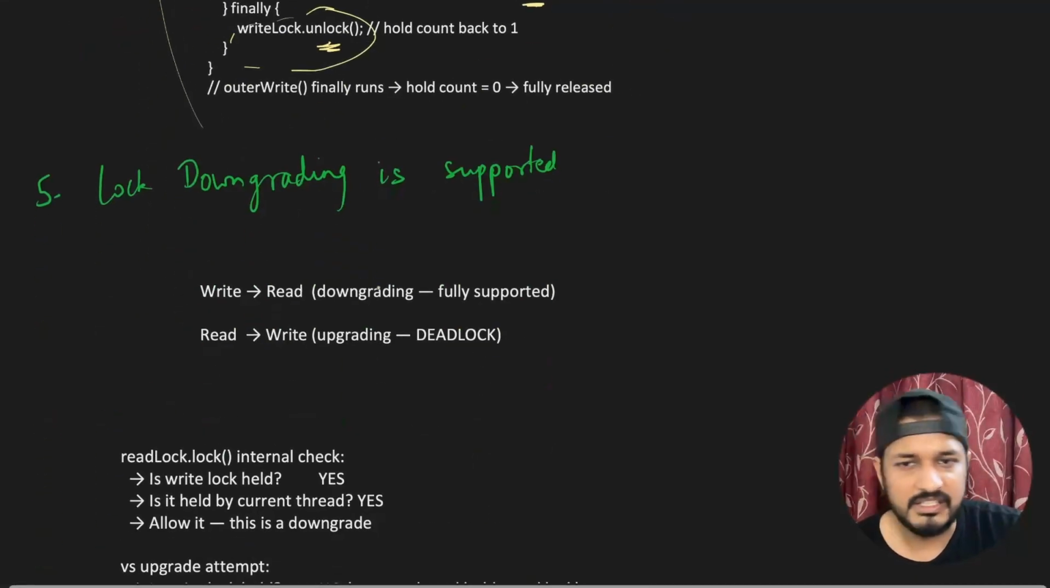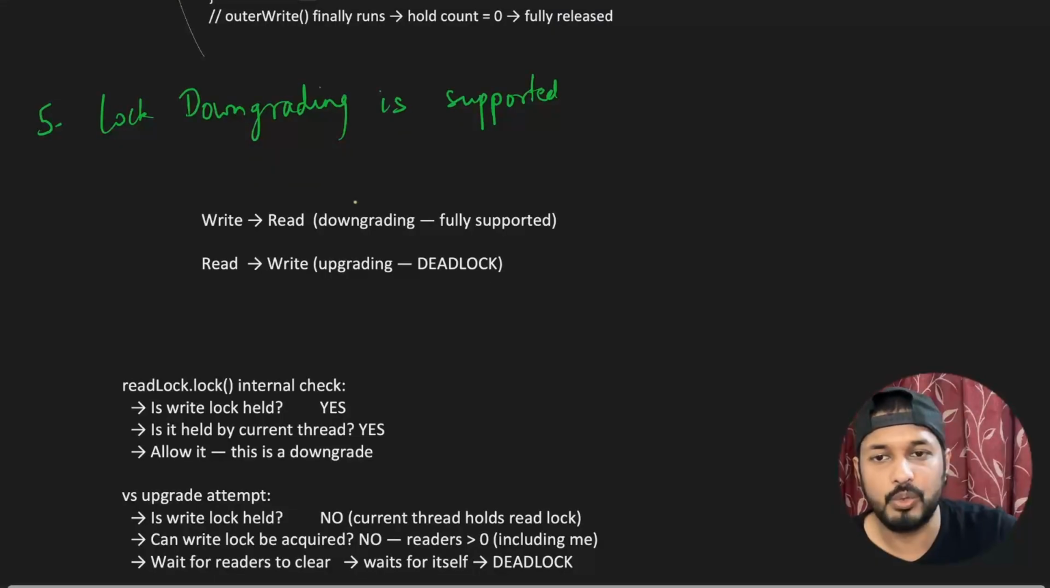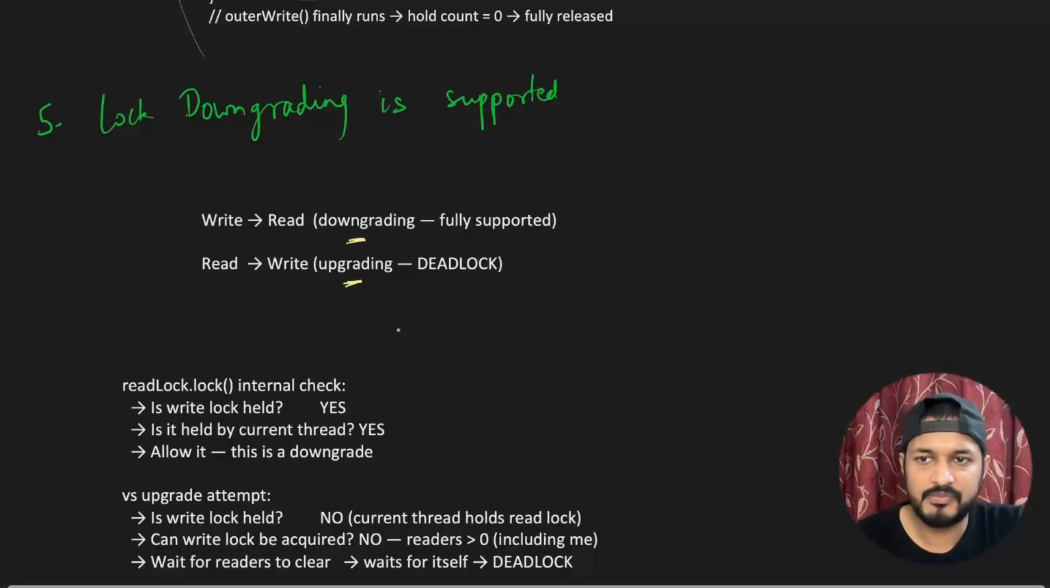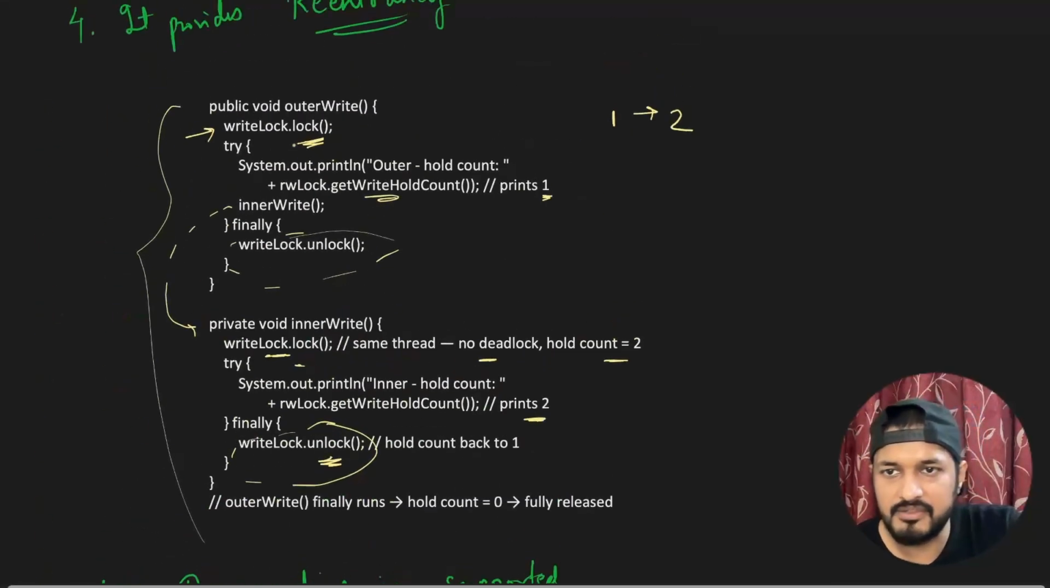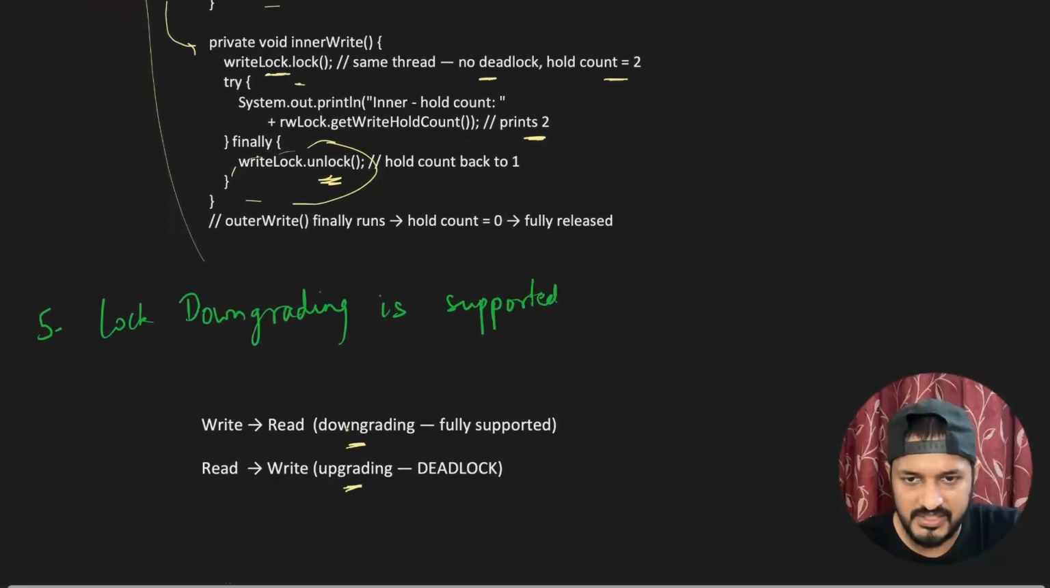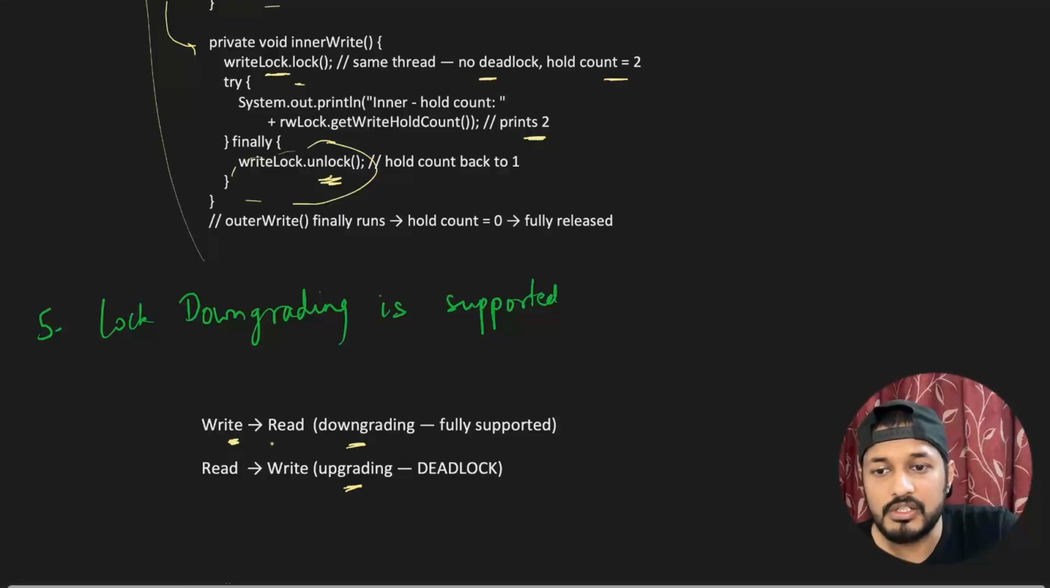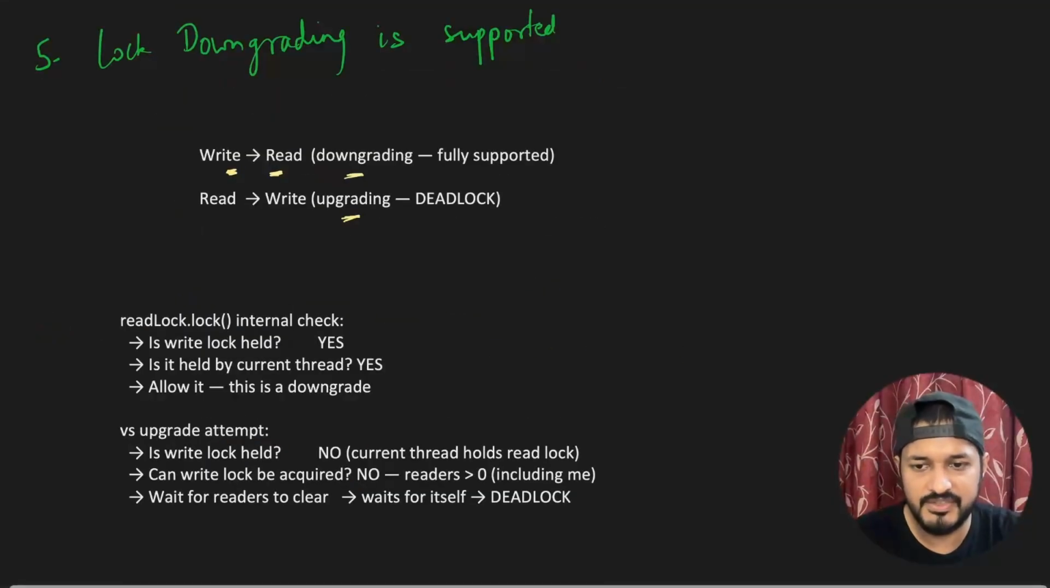The fifth and very important property is that lock downgrading is supported. Now what is lock downgrading? There are two concepts here: downgrading and upgrading. In our above example, what have we done? We acquired the write lock and again acquired the write lock. What we can do instead is, once we have acquired the write lock, we are also allowed to acquire the read lock with the same thread, right? So what do I mean by this?